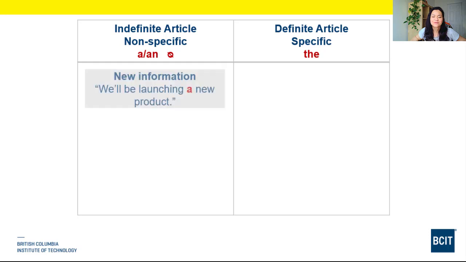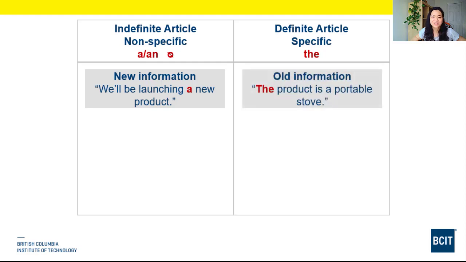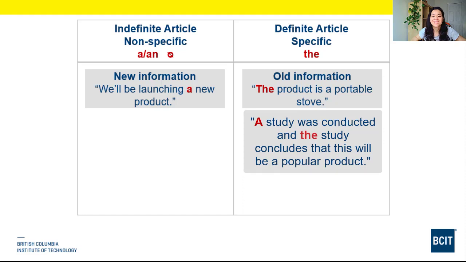Included in non-specific is new information or new to the listener. Information the listener has never heard before. For example, we'll be launching a new product. Specific is information that's been heard before or old information. The product is a portable stove. We can continue this even further. A study was conducted and the study concludes that this will be a popular product.